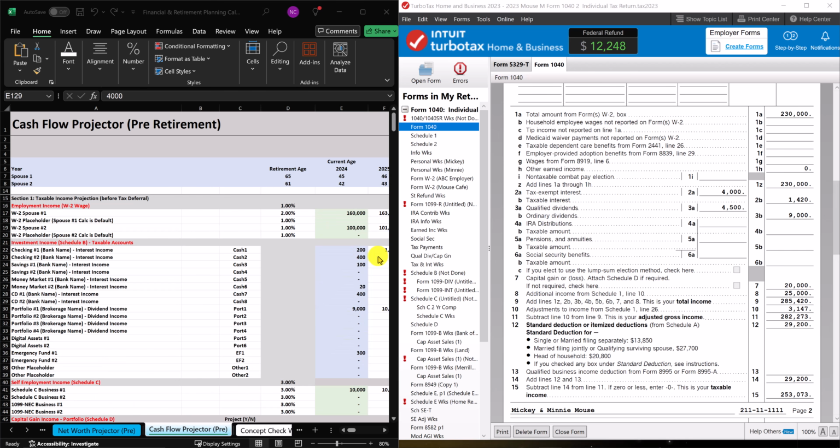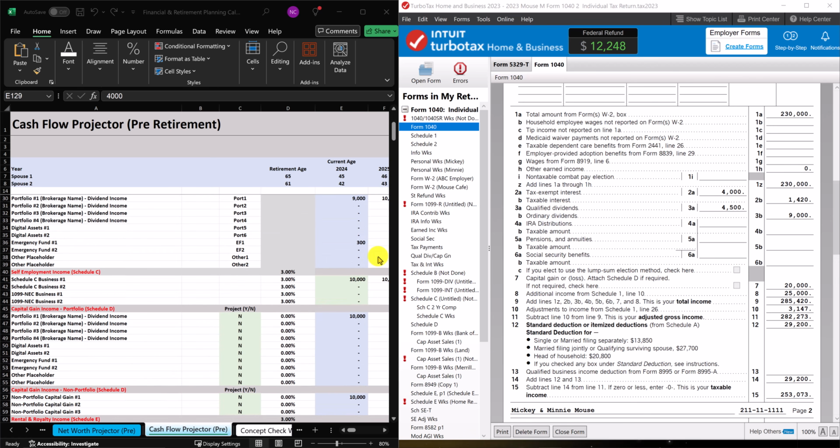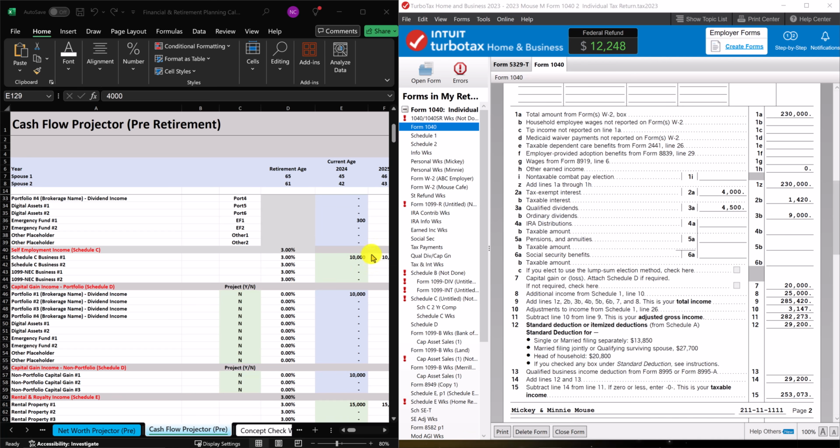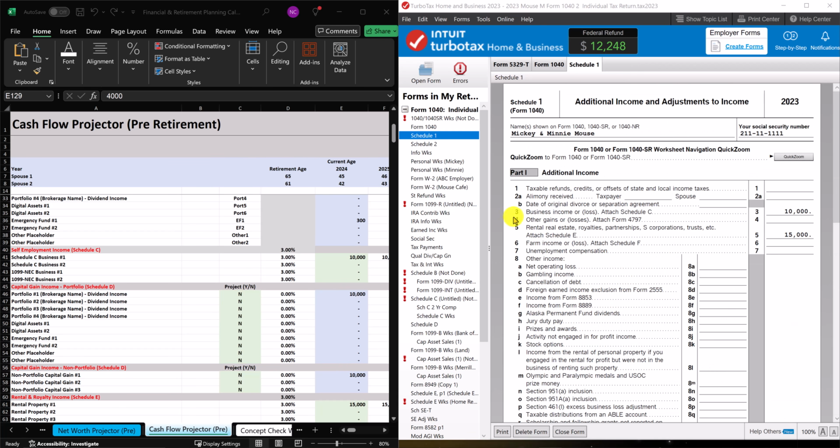All right, going back up here to the top, so the next item on the list is going to be $10,000 of Schedule C income from self-employment or running a business. That item is going to be included in line 8 of the tax return, additional income from Schedule 1. If we go over to Schedule 1 right here, we can see the item right here on line 3, business income or loss, attached Schedule C. There is our $10,000, which is this item right here.